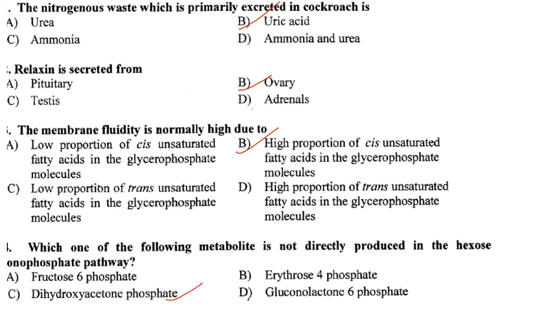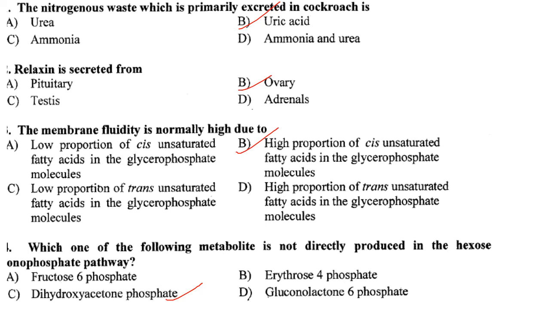Answer is option B. Relaxin is secreted from. So it is secreted from the ovary. Answer is option B. Relaxin is a hormone produced by the ovary and placenta with important effects in the female reproductive system during pregnancy. In preparation for childbirth, it relaxes the ligaments in the pelvis and softens and widens the cervix.